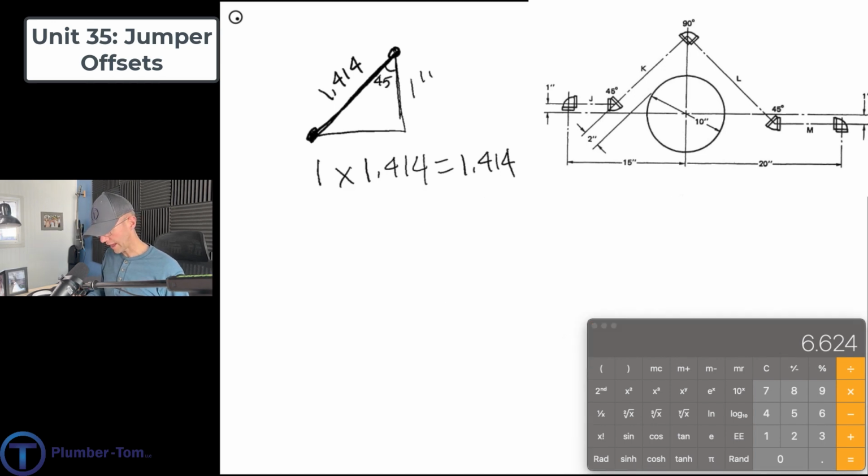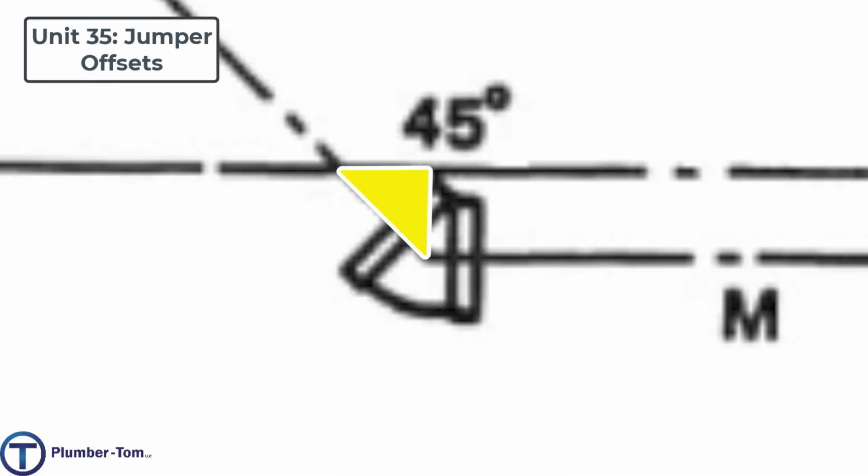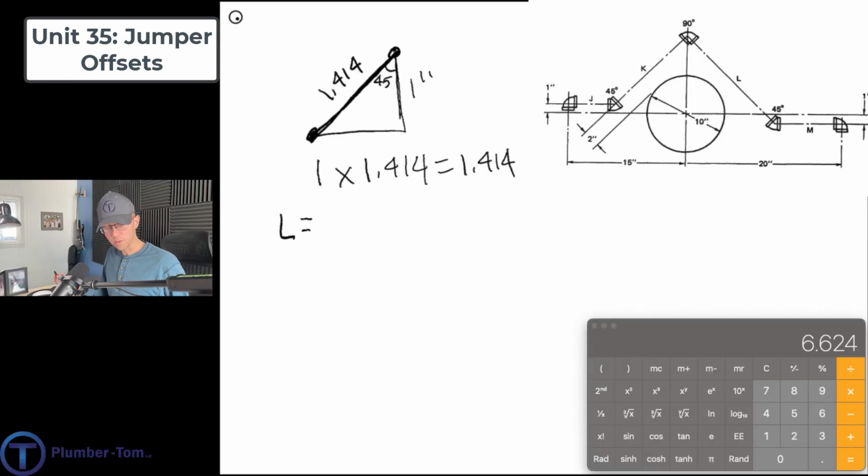Next, let's solve for L. And L is not going to be much different than K. I'm going to hold that whole same triangle we were looking at because L extends beyond the center line by the same distance, 1 inch. When we take 1 inch, multiply that by 1.414, we get 1.414. We calculated recently that would be 1 7/16. And this time, to get L, we're going to extend that line.